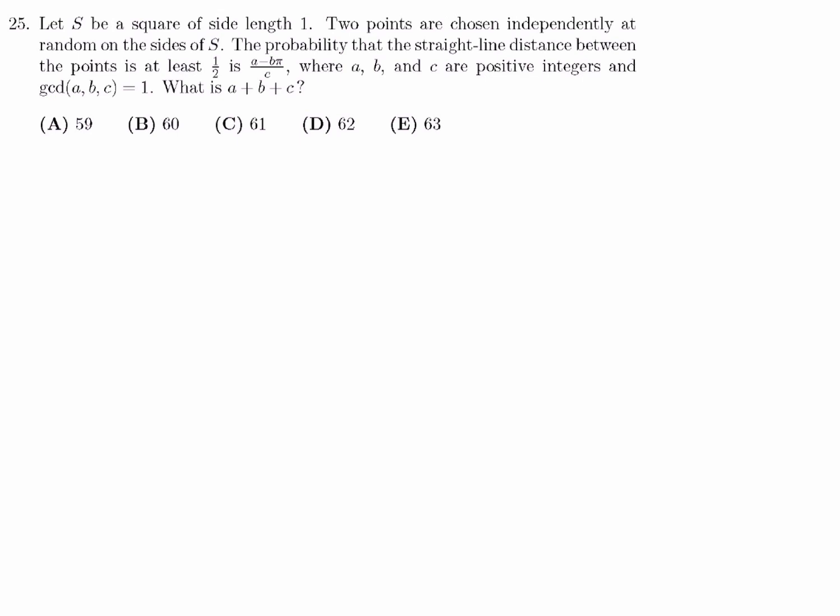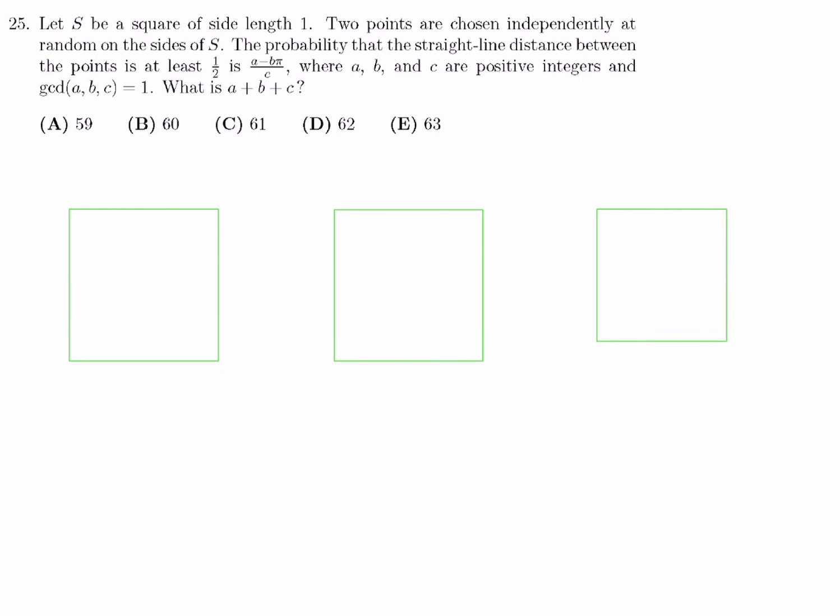All right, well, we've got a few scenarios here. The first one, I'll just draw them out. We've got one square, another square, and a third square. The first is a scenario where the two points are on opposite sides. So we choose a point here, and then a point on the opposite side. When we draw a line between those two points, it's always going to be greater than 1/2.